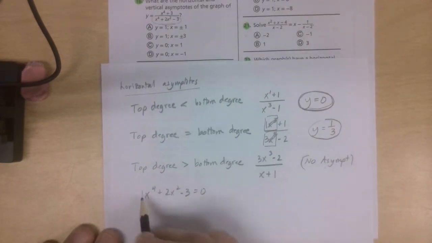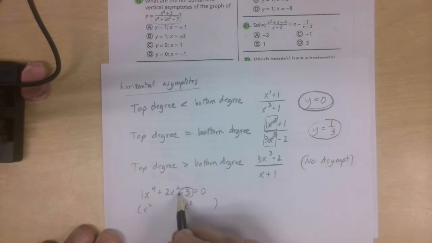And we notice that this is just a trinomial. Yeah, it's a weird looking one. But this is going to be x squared and x squared. 2 factors of negative 3 that add up to 2. That would be plus 3 and minus 1.